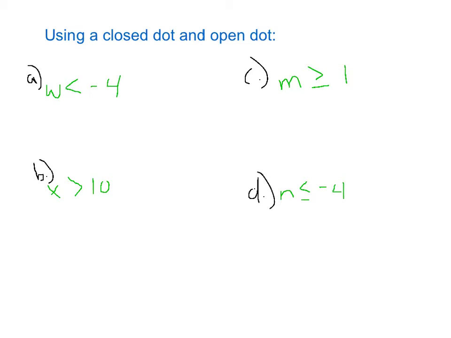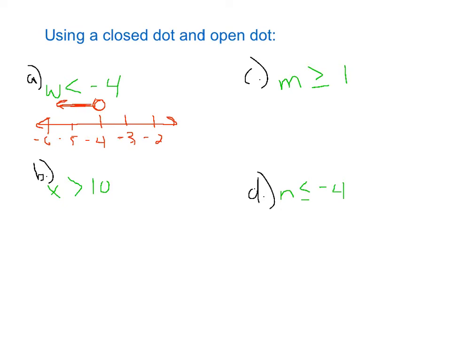Looking at example A, we've got w is less than -4. So I'm just going to quickly sketch a number line. Since we're looking at -4, I'm just going to label a couple of the intervals here. We're going to go to -4, and it says w is less than -4. We don't want to include -4, it's not equal, it's less than. So since it doesn't include it, we're going to use an open dot. And anything less than -4, well, -5 is less than -4, so we're going to shade this way to include that.